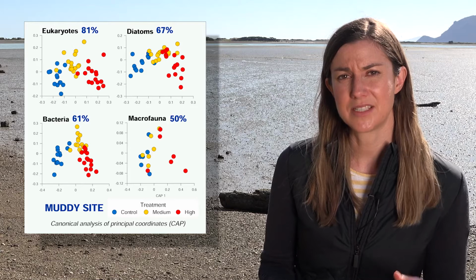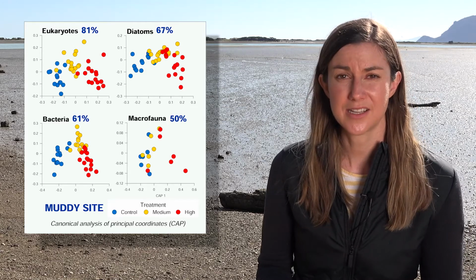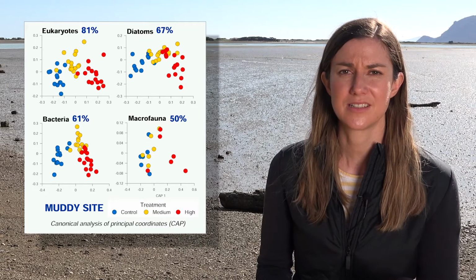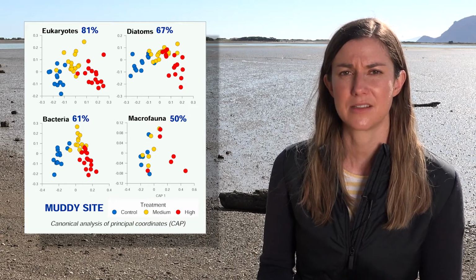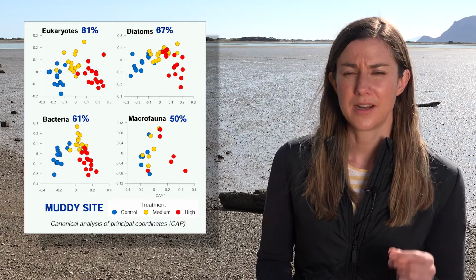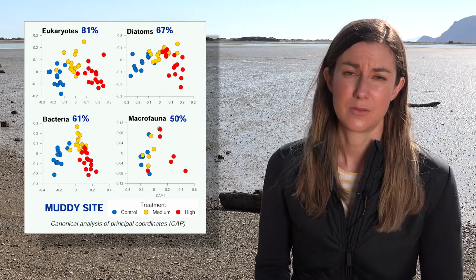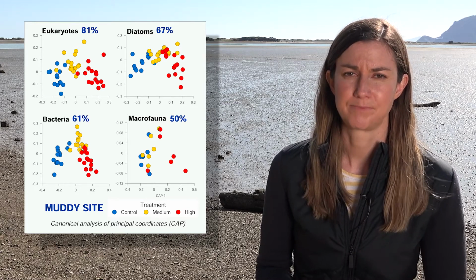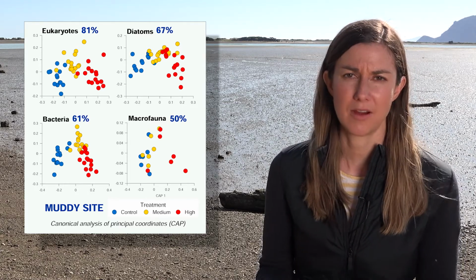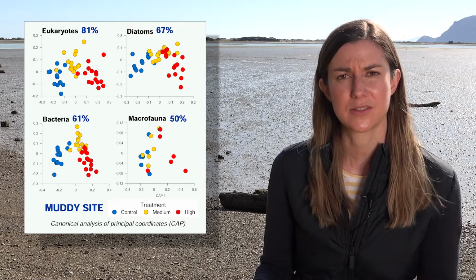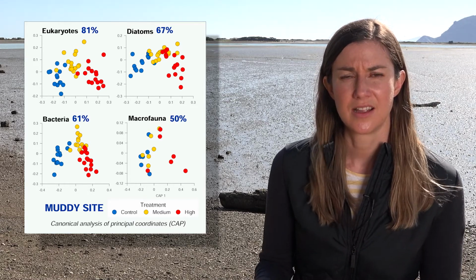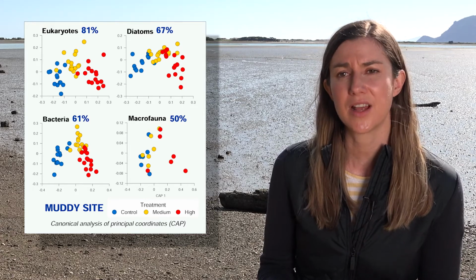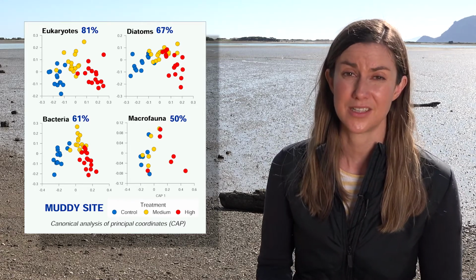We found similar results at our muddy sites, so the eDNA-derived communities were better at distinguishing between the 3 treatments than the macrofauna. But at this site, the eukaryotic organisms were more sensitive than the bacteria and the diatoms. And these differences might arise from the differing environmental conditions at the 2 sites. And it also suggests that the development of any indicators may be context dependent.